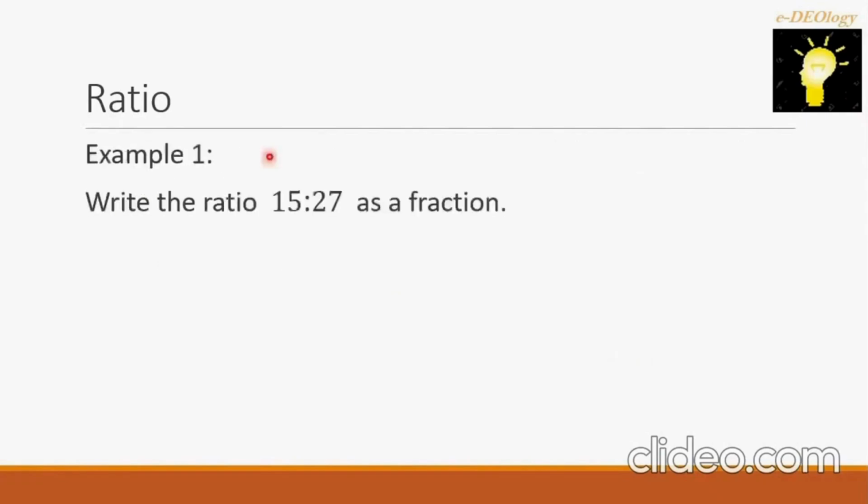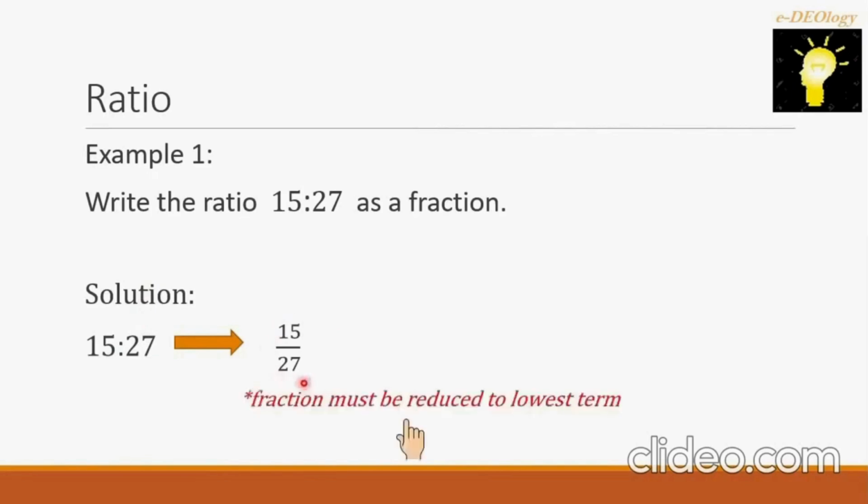Let us see some example problems. Example 1: Write the ratio 15:27 as a fraction. For our solution, the 15 corresponds to the A, the 27 to the B. We can write the 15 as the numerator and the 27 as the denominator. So this is now the fraction.